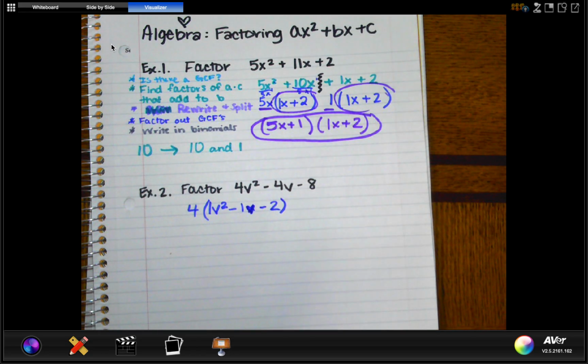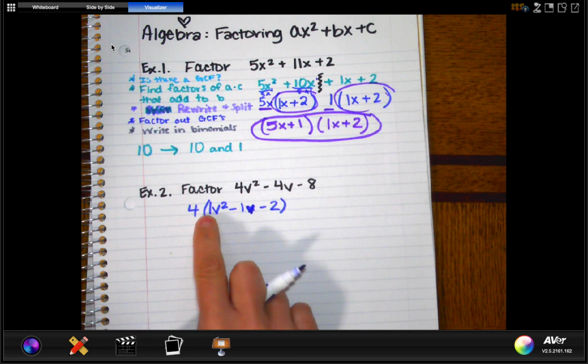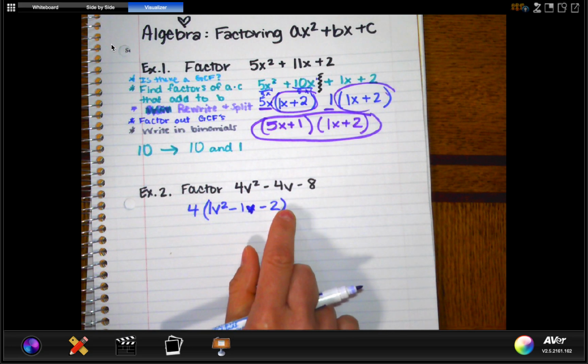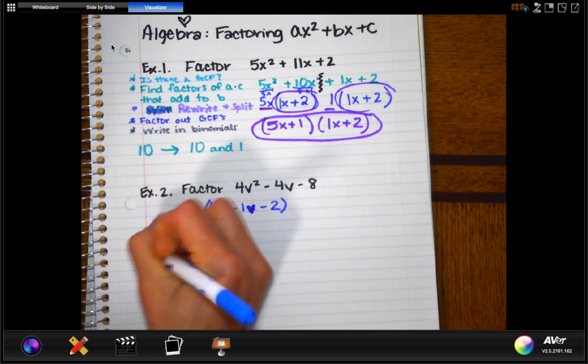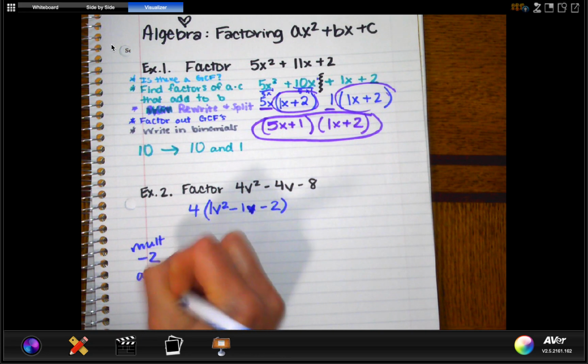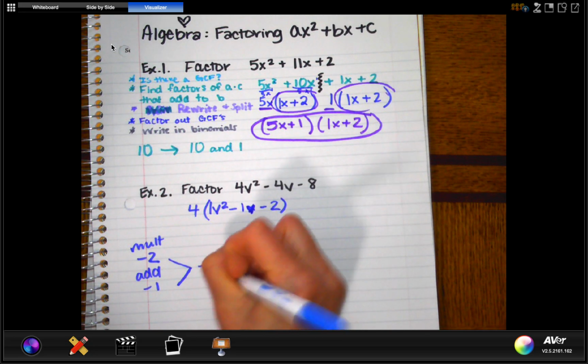Okay, and once you do that, you get to go through your next part. Find factors of a times c that add to b. So 1 times negative 2 is negative 2. They have to multiply to get negative 2, but they have to add to get negative 1, that middle term. So what 2 numbers multiply to get negative 2, but add to get negative 1? Let's think about this. Oh, I know. Negative 2 and 1.